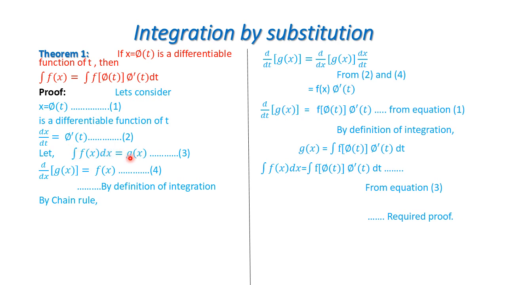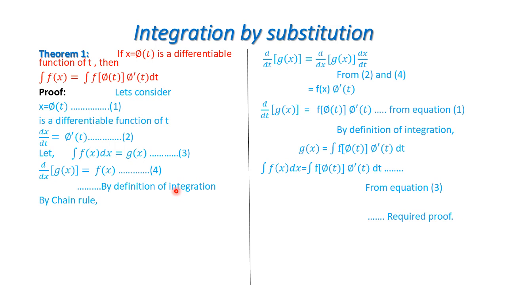Now if we differentiate equation number 3 with respect to x, then we have d by dx of g of x, isn't it? Here the derivative of g of x with respect to x is equal to f(x), since the derivative cancels the integration and we have only f(x). Say it is equation number 4. And this happens by the definition of integration, okay?